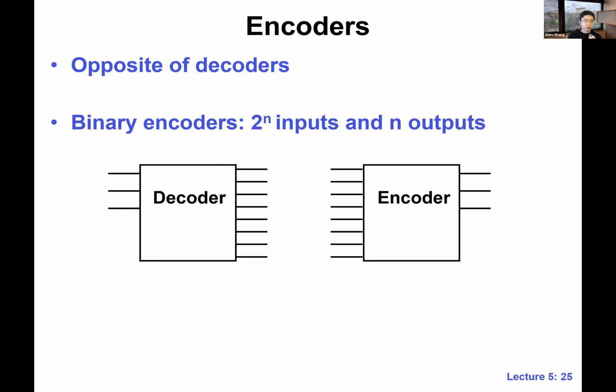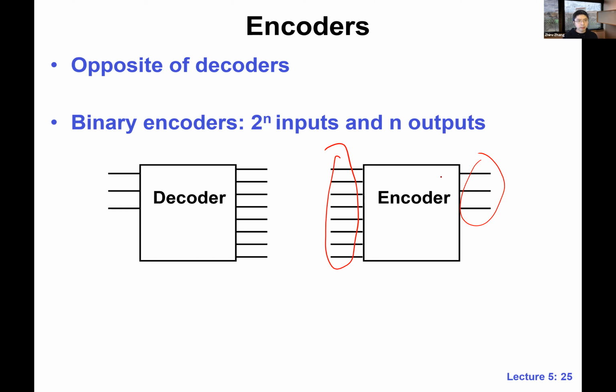Let me introduce one more thing before we end this lecture. We also have something called an encoder. An encoder is basically the opposite of a decoder. A decoder does a sort of decompression, so we have fewer inputs than outputs. With an encoder, we have many inputs and few outputs. It's exactly the opposite. An encoder is like doing some kind of compression. You can think of it that way.